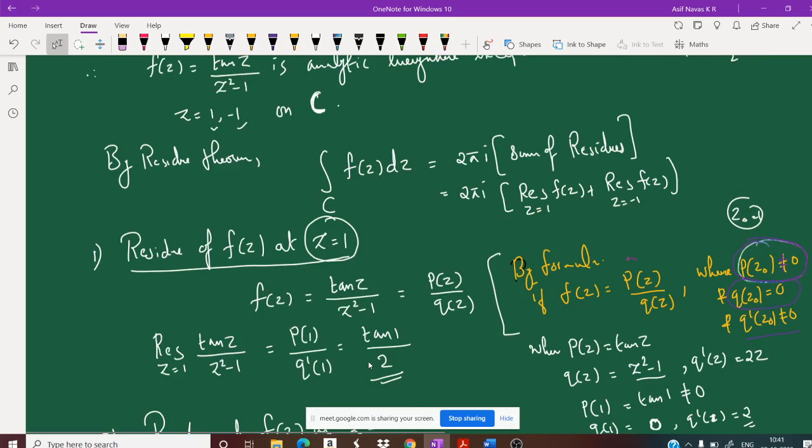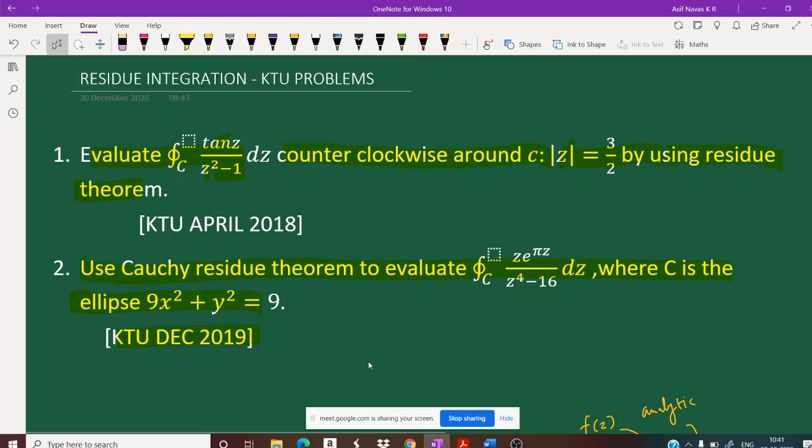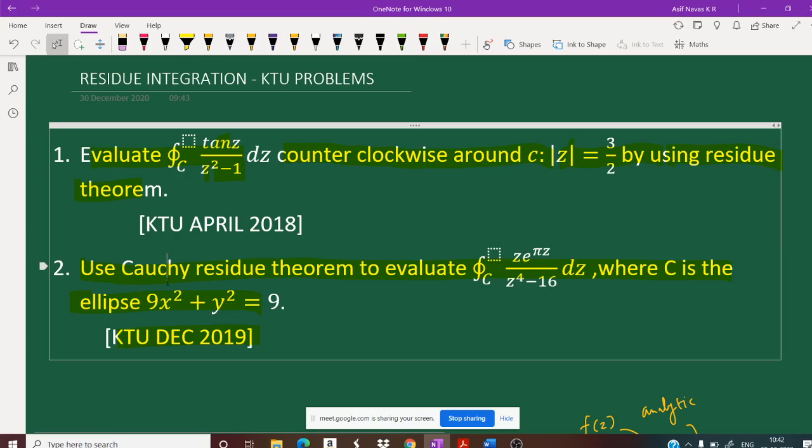Any doubt? Okay, now we will do this problem.